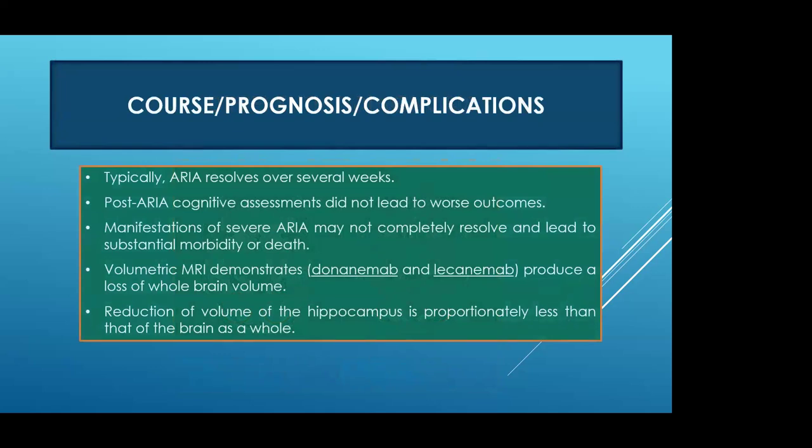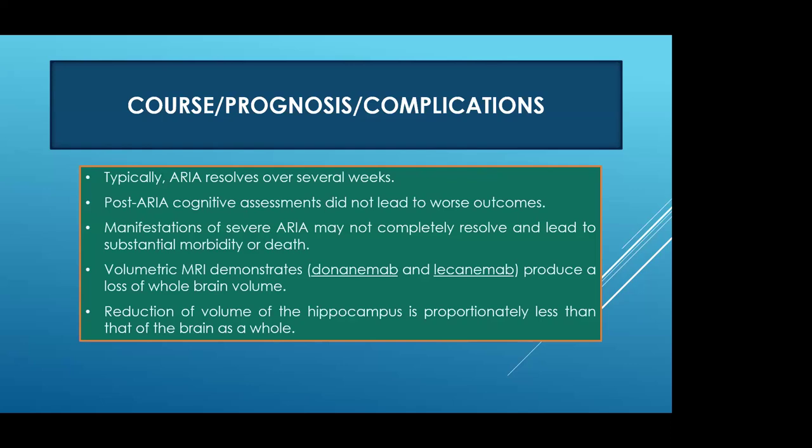Course, prognosis, complications, like I said before, the knowledge right now we have, and this might change in a little bit, typically ARIA resolved over several weeks. They were saying that apparently at 12 weeks, 62% of ARIA had resolved, and at 21 weeks, 81% had resolved. Of course, this is not for everyone. There will be a certain amount of patients out there in whom ARIA won't resolve. And at least one of these studies reported the death of one of the patients that underwent ARIA, to my knowledge. Post-ARIA cognitive assessment suggests that ARIA did not lead to any worse cognitive or functional outcomes.